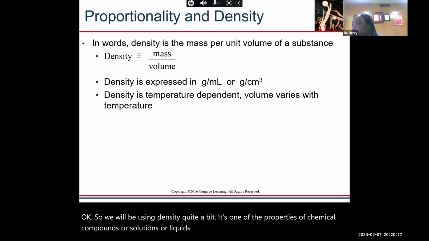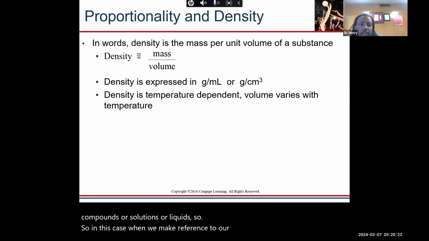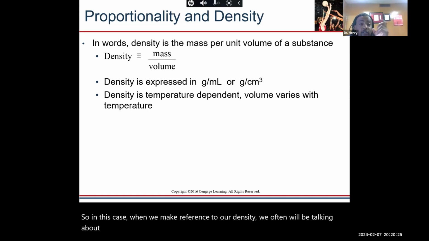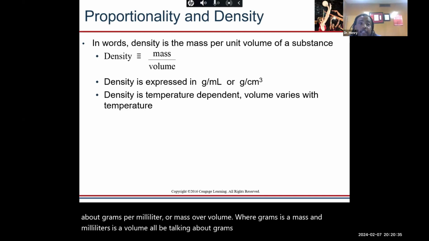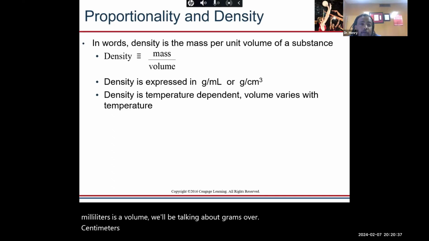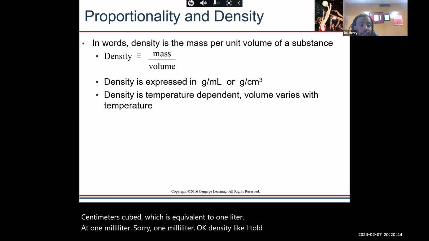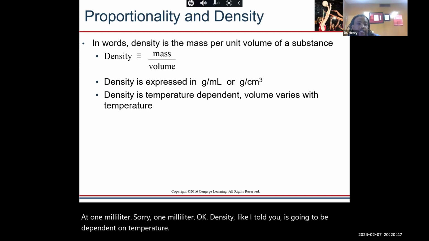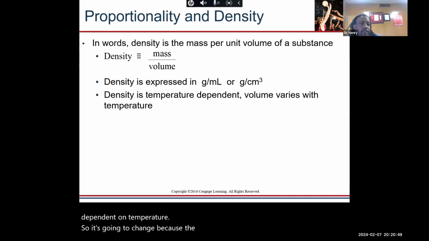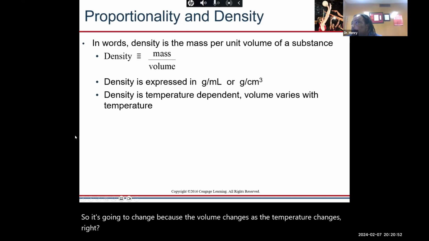So in this case, when we make reference to our density, we often will be talking about grams per milliliter, or mass over volume, where grams is a mass and milliliters is a volume. Or we'll be talking about grams over centimeters cubed, which is equivalent to 1 milliliter. Okay. Density, like I told you, is going to be dependent on temperature. So it's going to change because the volume changes as the temperature changes.